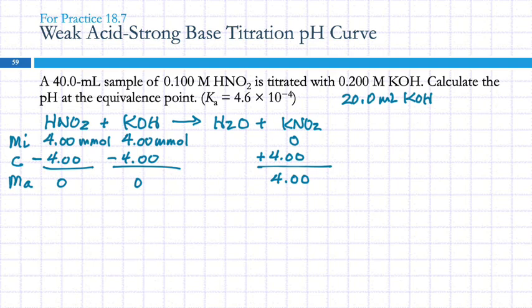I'm tired of drawing all the lines in the tables. So this is what happens at the equivalence point. The concentrations here, the amounts are 0 because they reacted with each other. And now we have 4 millimoles of NO2 minus. That is the weak base.